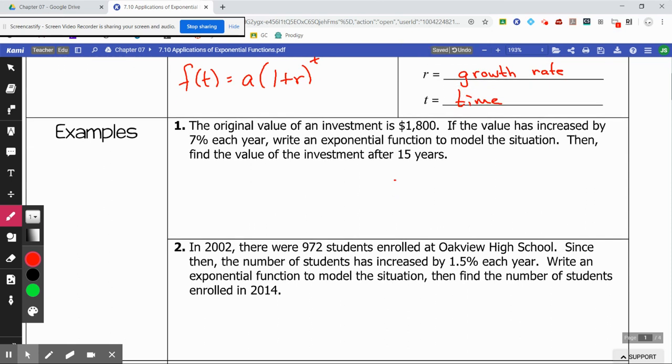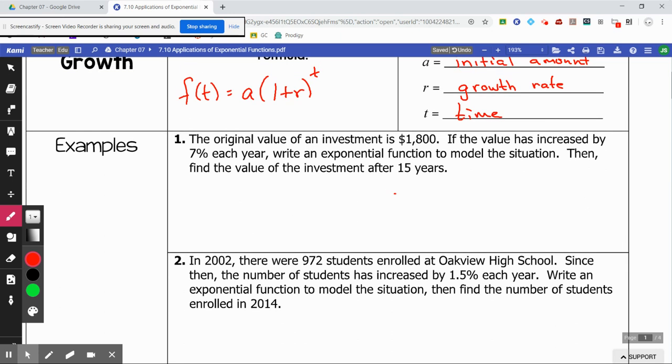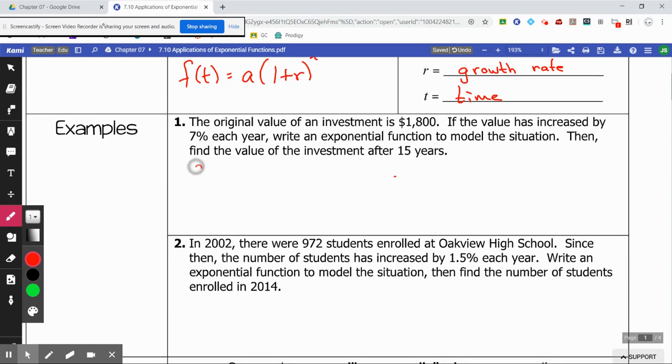Here's an example. The original value of an investment is $18,000. If the value has increased by 7% each year, write an exponential function to model the situation. So it's growing by that 7%. So our function looks like this. F of t, it's going to start at 18,000. And it's going to grow at a rate of 7%, which would be 0.07.